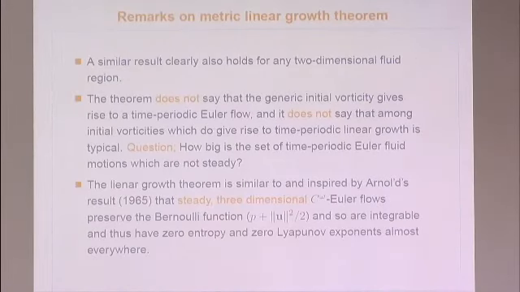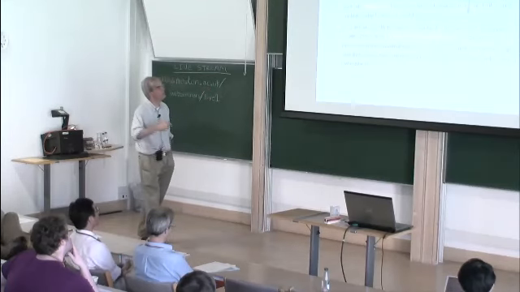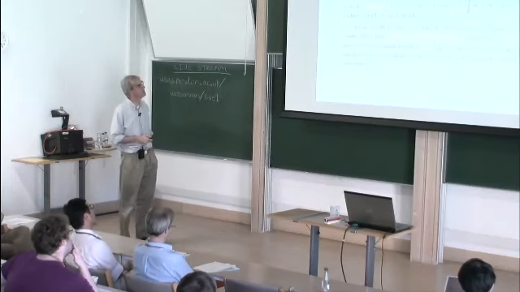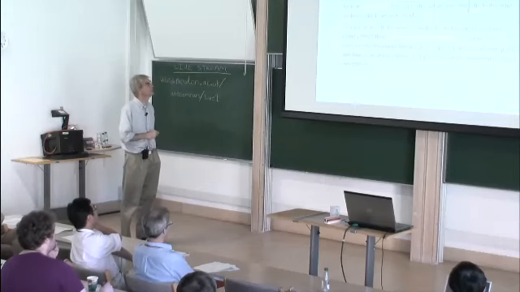And let me say it's important that we understand what it doesn't say. Well, the first comment is clearly this is a very general result. It's simply two-dimensional time-periodic Euler flows. But notice I'm not telling you that generic initial vorticity gives rise to a time-periodic Euler flow. And it doesn't even say that amongst the initial vorticities which do give rise to time-periodic Euler flows, linear growth is typical, right?